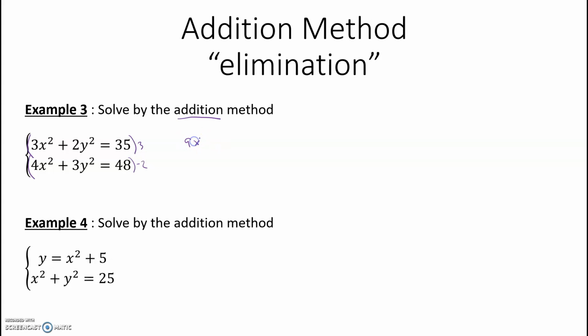So we got 9x squared plus 6y squared equals 105. And negative 8x squared minus 6y squared, that's why we did it, equals negative 96. And now we can use our addition.